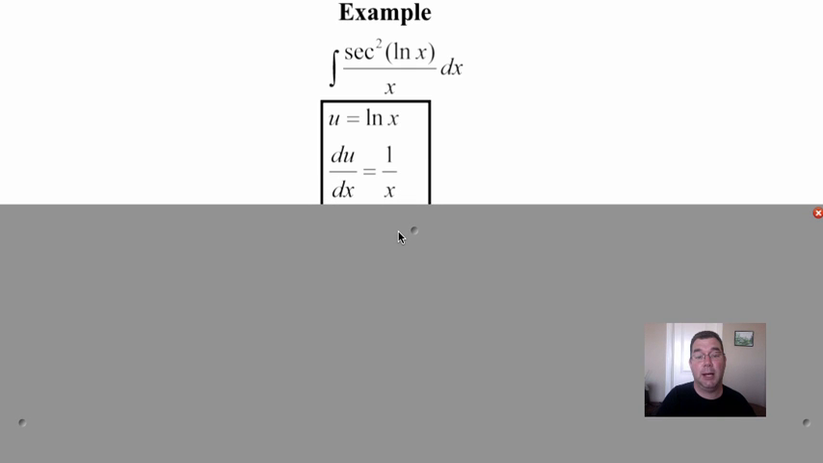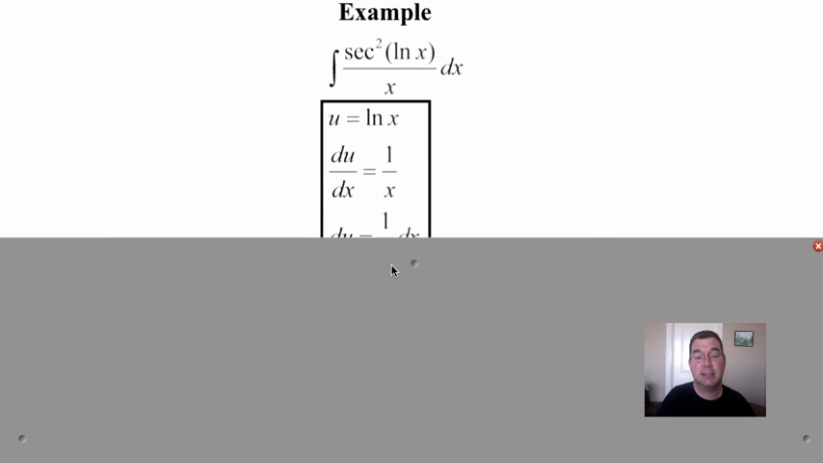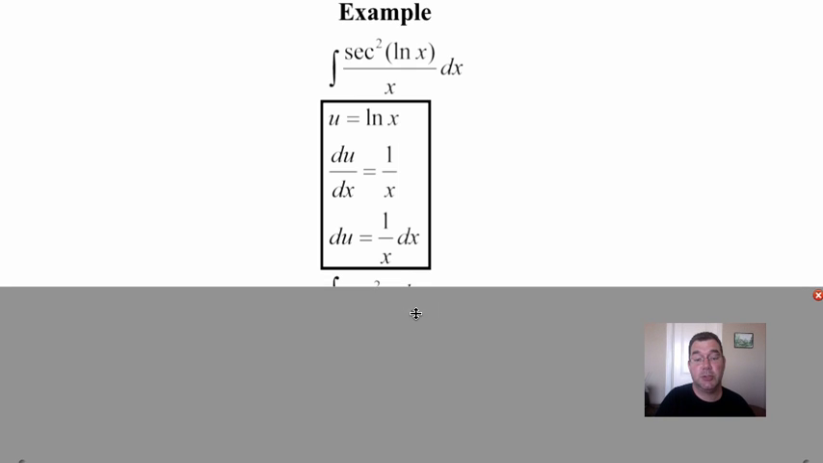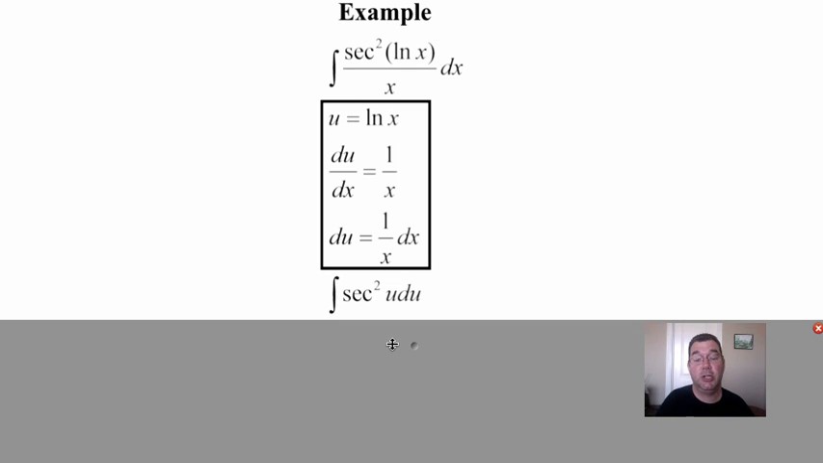And if I multiply by the dx, just to get du by itself, that was one of my steps, I get that du is 1 over x dx. This looks good because there's no extra constant being multiplied or divided to throw me off. I've got 1 over x dx in my question, which I'm going to replace with du, and I've got natural log of x, which I'm going to replace with just u. So my function is secant squared u du.